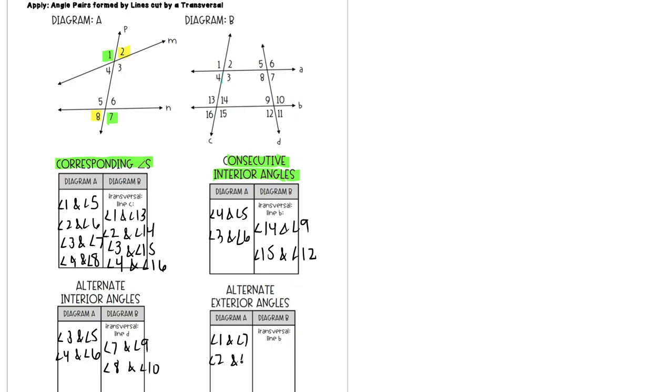And then in my second diagram, it says this time our transversal will be line B. So this was the line that cut through line C and line D. So we're looking on the outside of these two lines for the opposite sides of the transversal. So I have angle 13 on the outside of line C, and the other side of the transversal on the outside of line D would be angle 11. My other pair of alternate exterior angles will be angle 16 and angle 10.